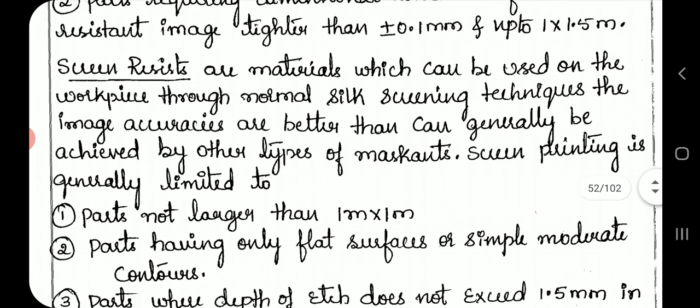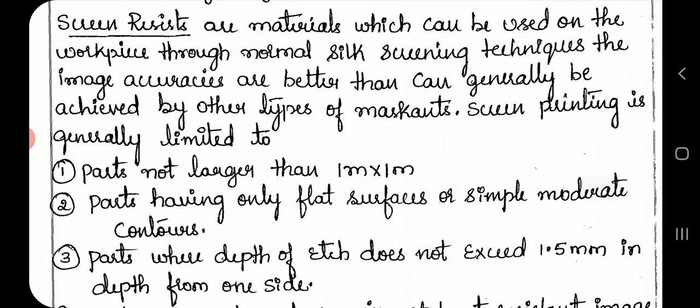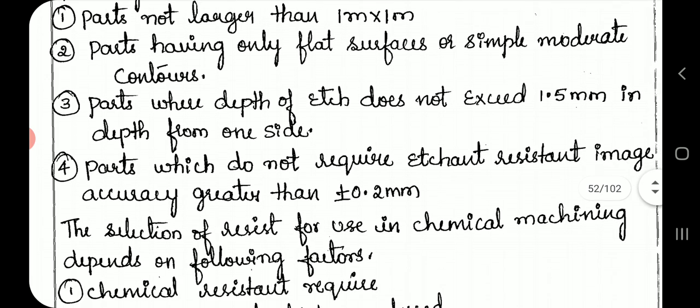Screen resins are materials which can be applied on the workpiece through normal silk screening techniques. The image accuracies are better than can generally be achieved by other types of maskants. Screen printing is generally limited to parts not larger than 1 meter by 1 meter, parts having only flat surfaces or simple moderate contours, parts where depth of etch does not exceed 1.5 mm from one side, and parts which do not require etchant resistant image accuracy greater than plus or minus 0.2 mm.